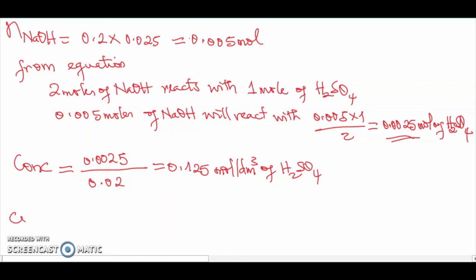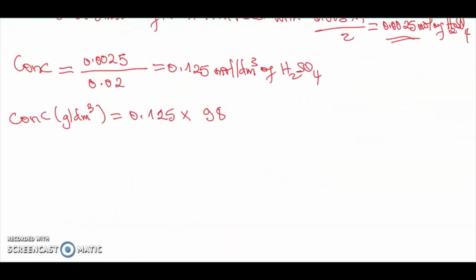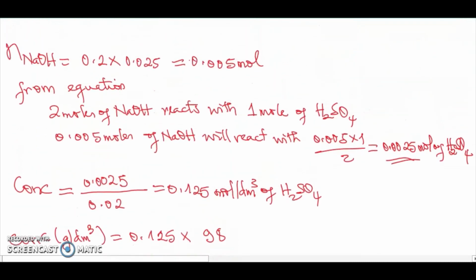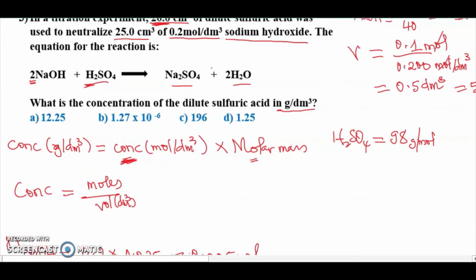So concentration now of sulfuric acid in gram per dm cube is equal to concentration in mole per dm cube, 0.125, multiplied by the molar mass, that is 98. So what do we have? It is equal to 12.25 gram per dm cube. So let's check to get the answer. So the correct answer is A.